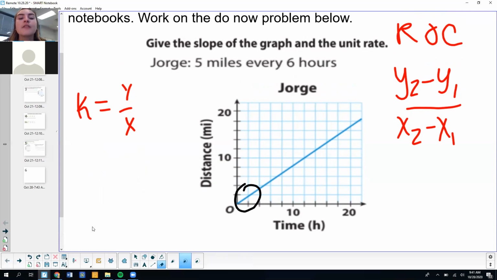So Jorge goes 5 miles every 6 hours. So in 6 hours, he goes 5 miles. We can find the unit rate for that by taking 5 miles every 6 hours.